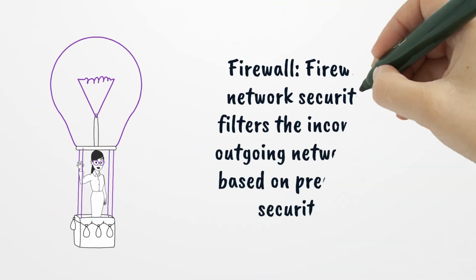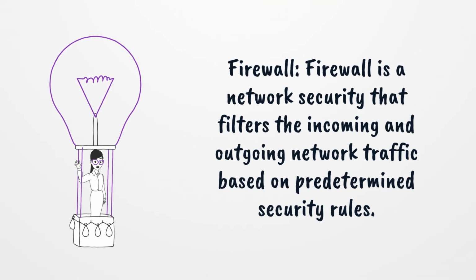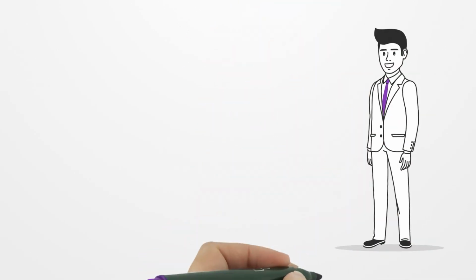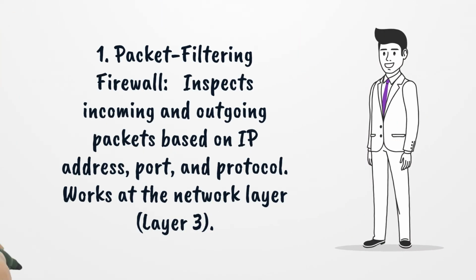Firewalls, network security. A firewall is a network security device that filters incoming and outgoing network traffic based on predetermined security rules. Types of firewalls. 1. Packet filtering firewall. Inspects incoming and outgoing packets based on IP address, port, and protocol. Works at the network layer, layer 3.